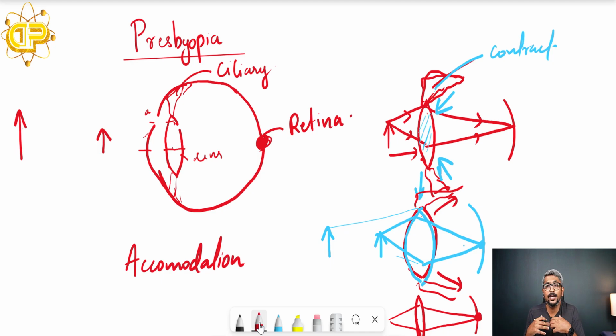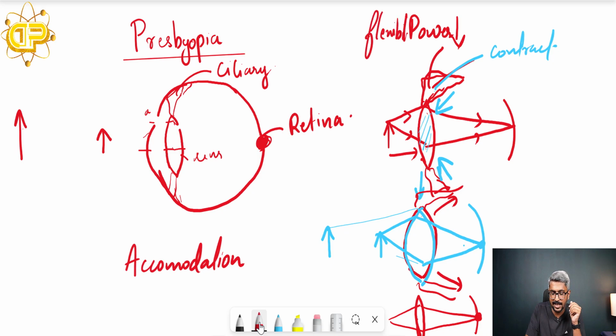But as you get aged, the power of the ciliary muscles decreases. The flexibility of the ciliary muscles will decrease. As a result, the ciliary muscles will not adjust themselves. And if the ciliary muscles are not moving, then the accommodation will not take place correctly.